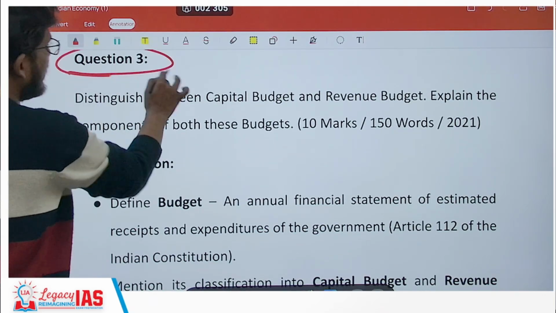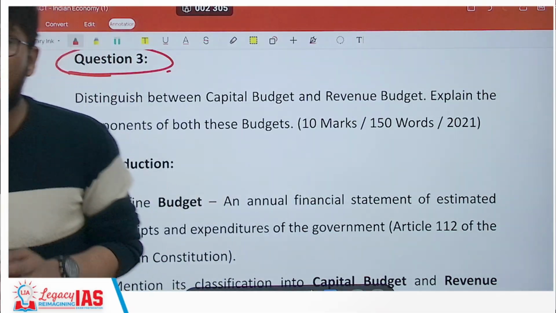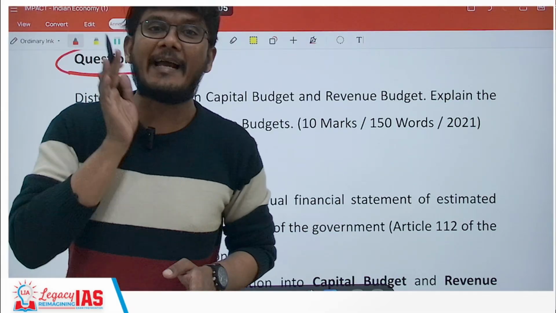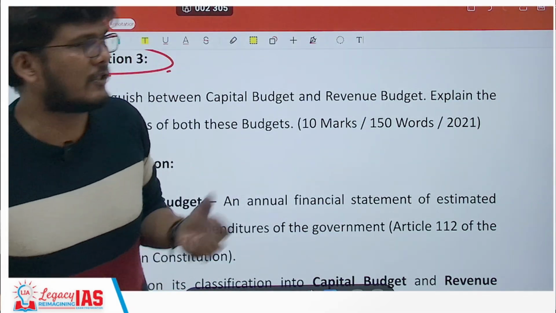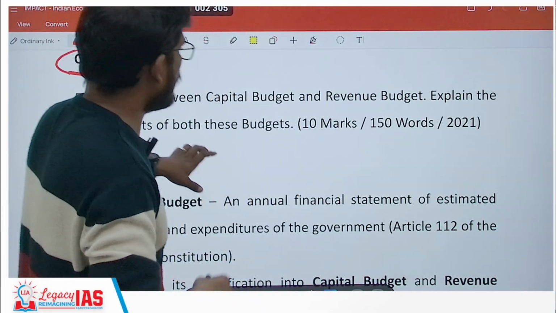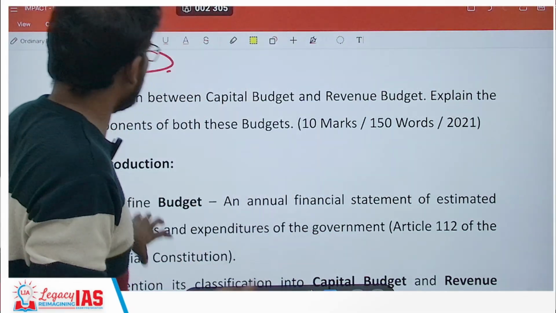Now, question number 3 is a very straightforward question. But when the question is straightforward, your knowledge base and your way of writing should be very exact, because in a straightforward question, there is not much of understanding of the question. So that is why you have to structure it in a way which gives you higher marks. We'll discuss how that can be done.